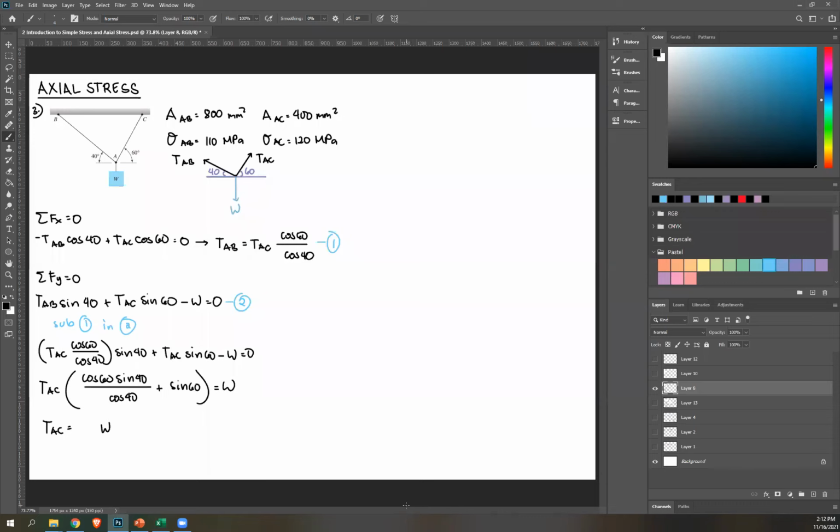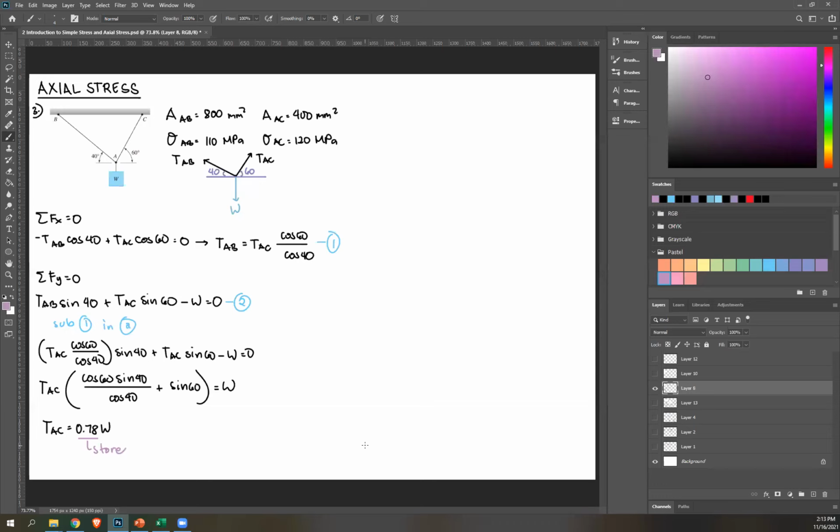The answer is 0.78 W. Now, please don't just use 0.78. Please use the entire decimal. So store this part, or write out the entire decimal of that. Okay, now we have the relationship of PAC and W.